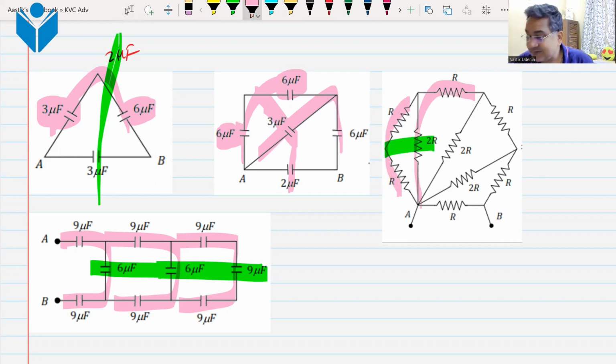R and R in series, it becomes 2R. 2R and 2R in parallel becomes R. R and R in series becomes 2R. 2R and 2R in parallel becomes R. R and R in series becomes 2R. 2R and R are in parallel, it becomes 2R by 3.